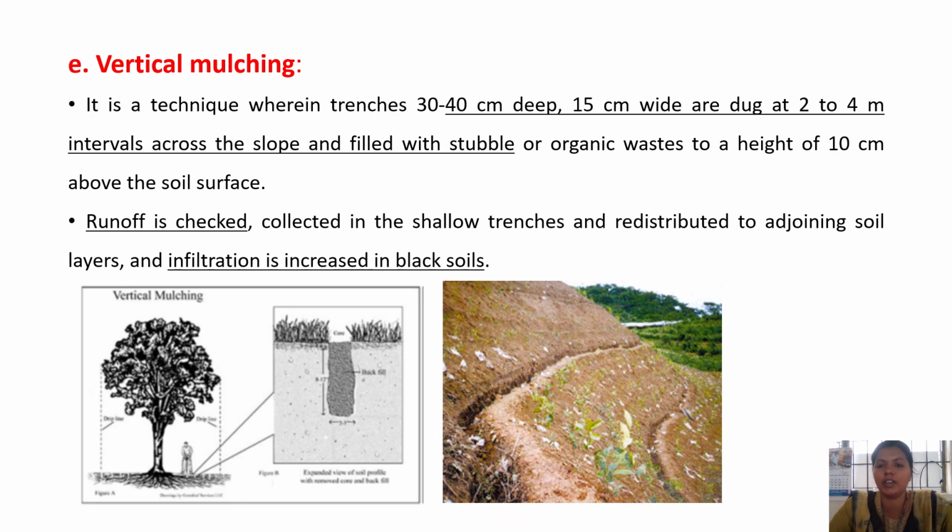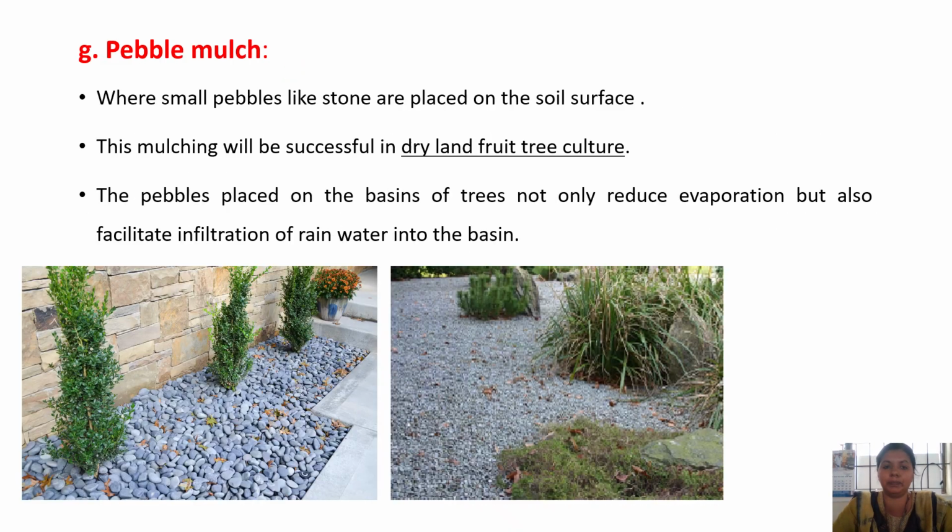We dig out a trench, and mostly the trenches will be filled with organic material. Sometimes it will be filled 10 centimeters, even 10 centimeters above the ground level, so that not only does it control evaporation, it will check the runoff, and the water which infiltrates into these trenches will be useful for the crops grown nearby.